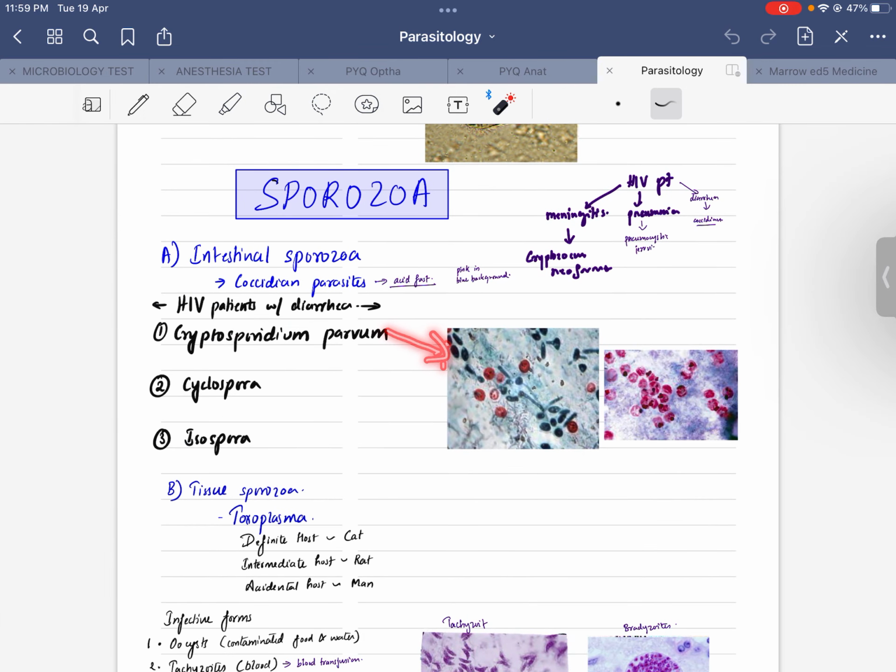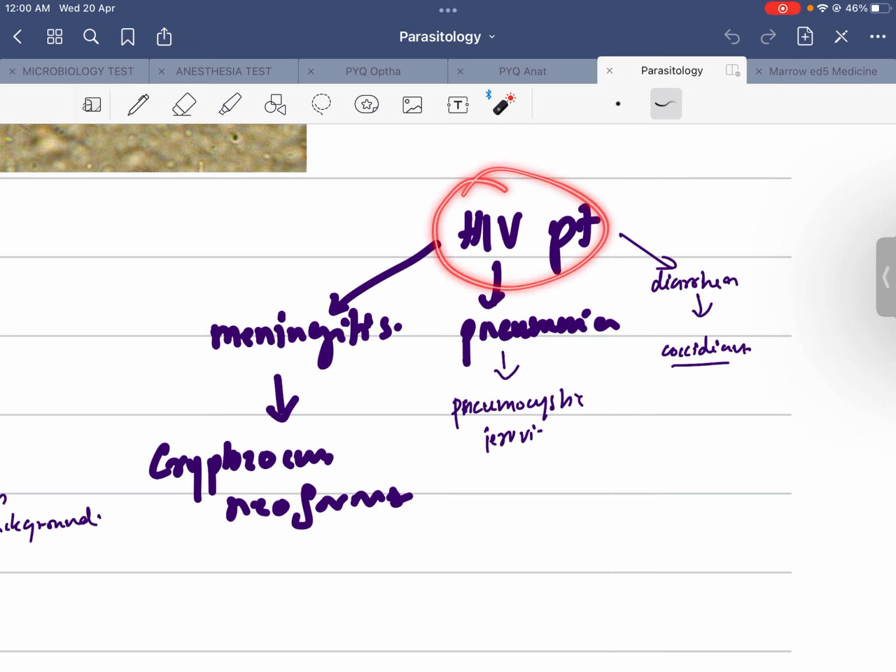Now the image for Cyclospora and Isospora is also pretty similar. The main difference between these three is their size, okay? So what do they cause? This is also going to cause diarrhea, okay? These are intestinal sporozoa. They will also cause diarrhea, specifically in HIV patients, okay? Generally when you talk about an HIV patient with pneumonia, what is the specific organism? Pneumocystis jirovecii, right? But what is the most common cause of pneumonia in HIV patients? The most common is still Streptococcus pneumoniae, okay?